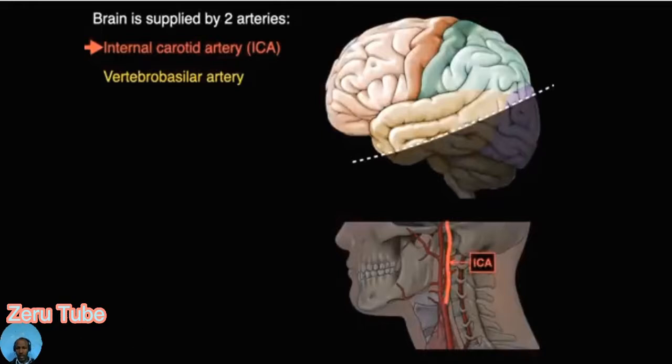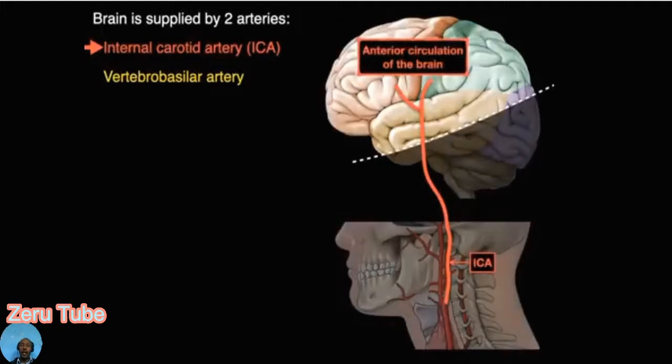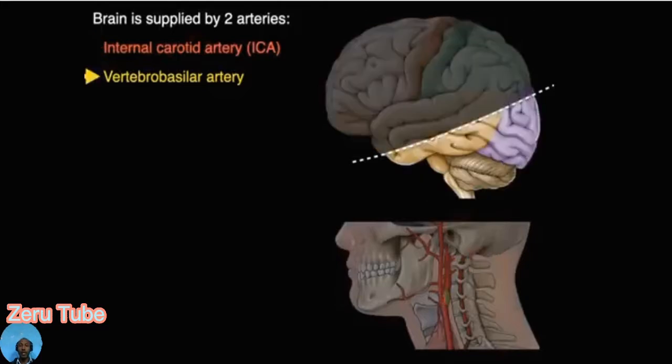Look, this is the internal carotid artery, which originates from the common carotid artery and enters the brain through the carotid canal. The internal carotid artery gives blood supply to the anterior parts of the brain, the anterior circulation of the brain. The vertebral artery originates from the subclavian artery, goes through the intervertebral foramen and enters the brain.